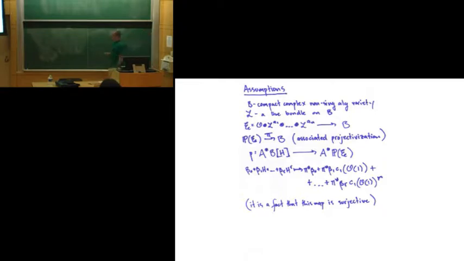So before I list the main result, I'll state the assumptions I'm making here. B is any compact, complex, non-singular algebraic variety of any dimension. L is a line bundle on B. We have a vector bundle E, which is a direct sum of tensor powers of L. We can always normalize the first factor to be O. And P of E with canonical projection pi is the associated projectivization.